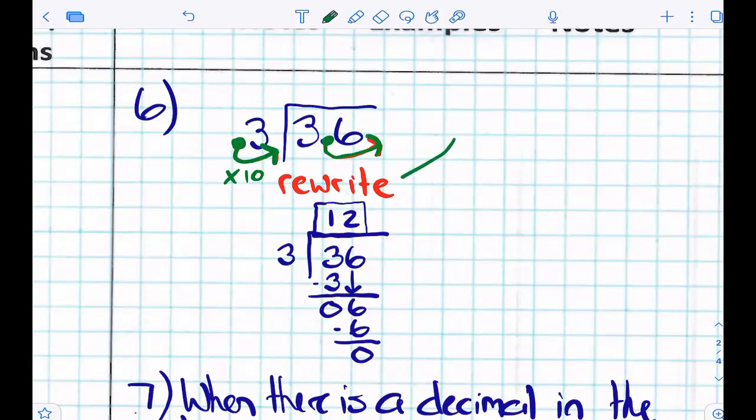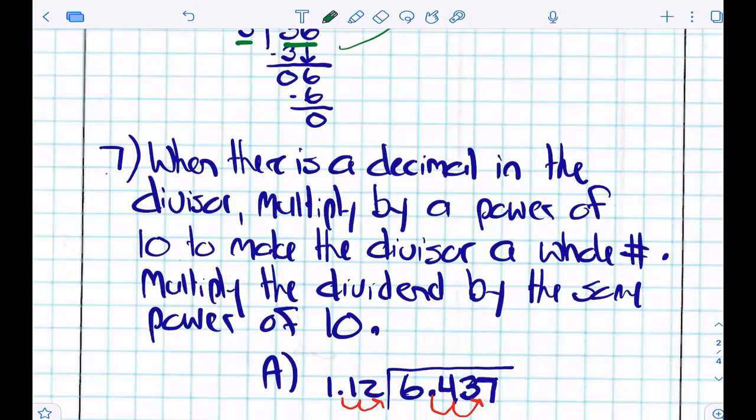And then my recommendation is to always rewrite the problem, right? So now we have 36 divided by 3. And when you do the math, we got 12, yes? And if we did the math up here, 3.6 divided by 0.3, since we did the same thing to both the divisor and the dividend, the answer is going to be the exact same, right? So the answer is 12.